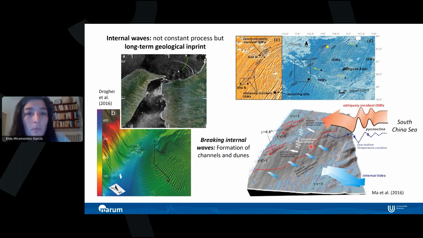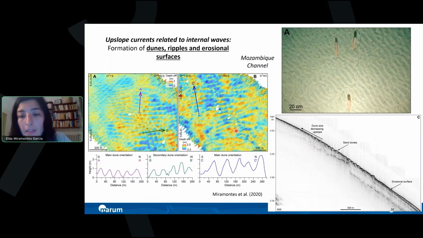morphology. In the Mozambique Channel, we have more examples. Here there is in the upper slope a field of dunes. They are made of sand. You see also here they are covered by ripples, and they migrate upslope, and they decrease in size also upslope. And before the dunes start, so further downslope, we have an erosional surface. So all of this indicates that we have a current going upslope related to this interaction with internal waves that is generating these bed forms.